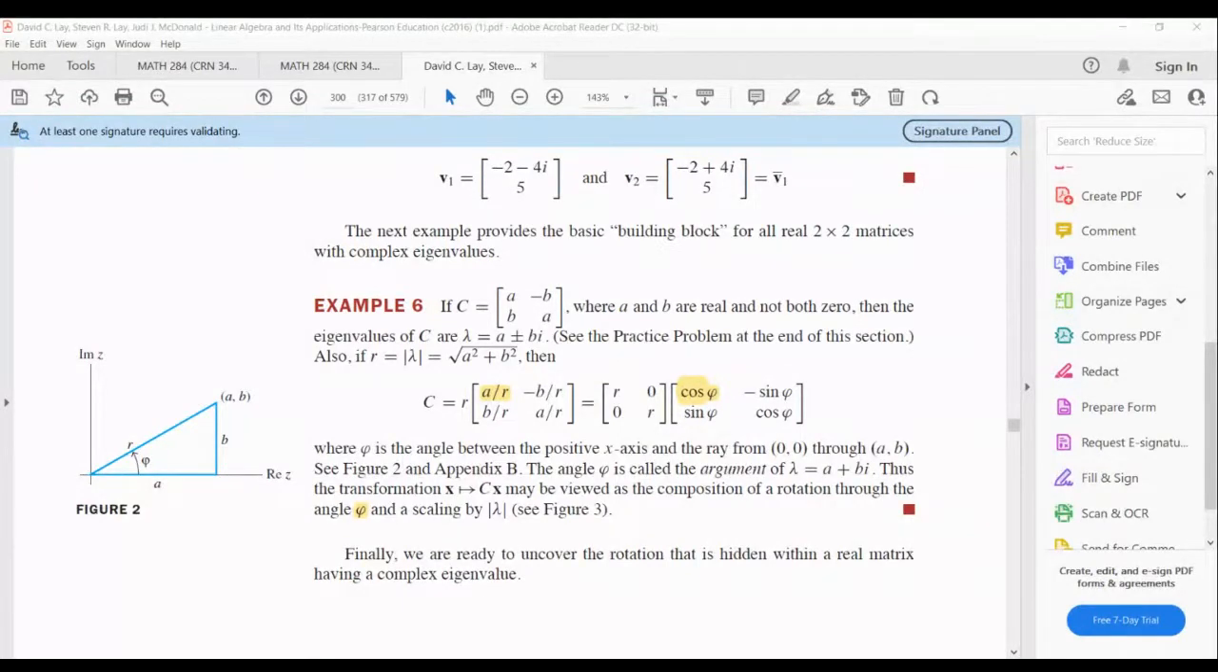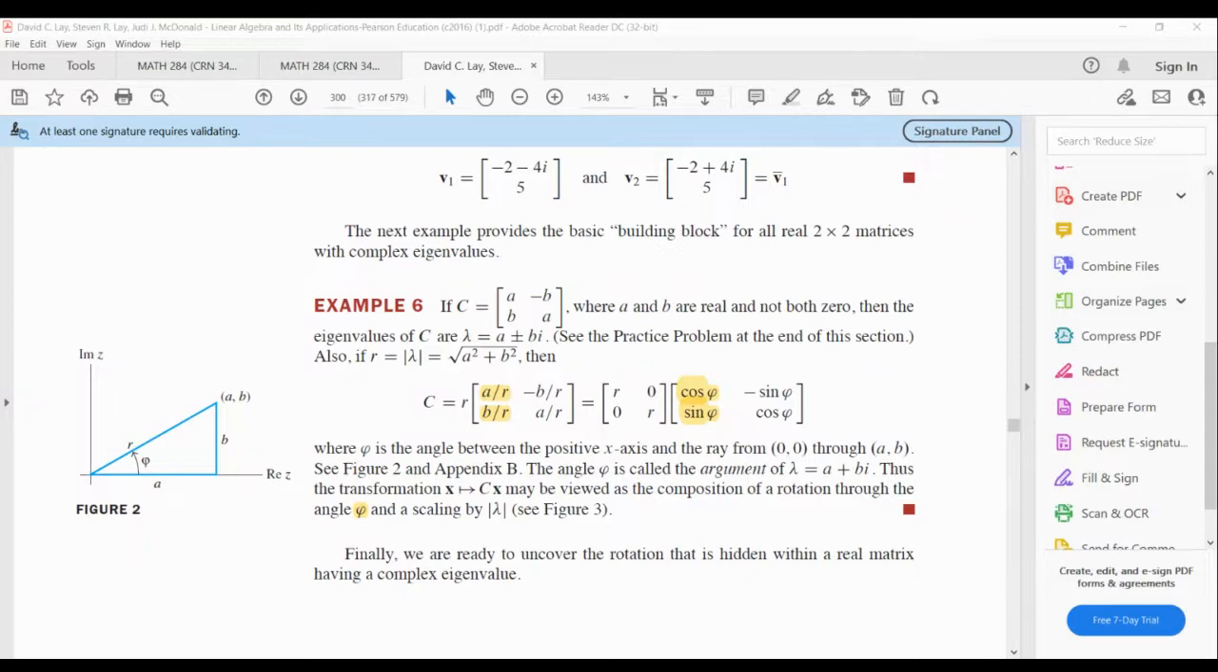If you were to look at the sine of phi, sine of phi is B over R, because sine is opposite side over hypotenuse of that right triangle, right? So the opposite side is B, R is the hypotenuse.